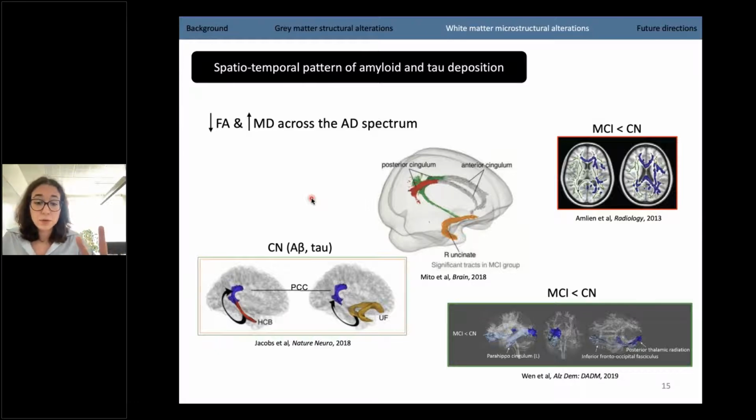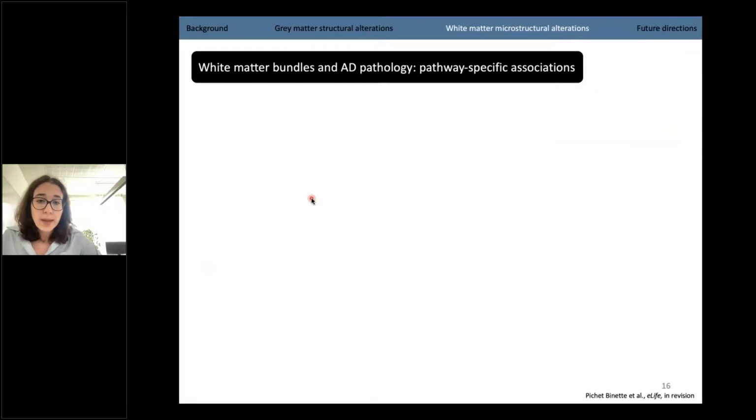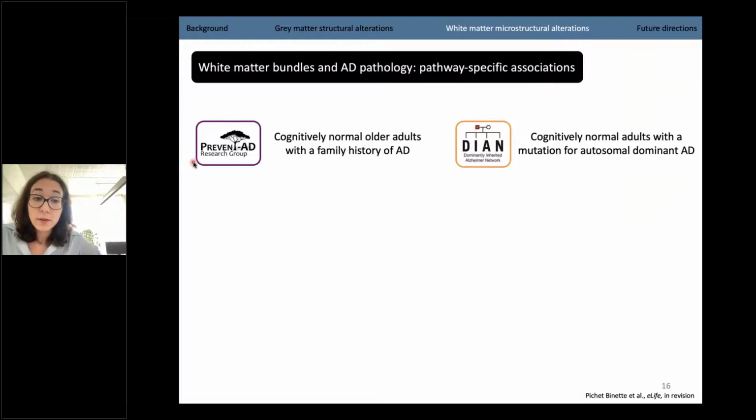To do that, we used two cohorts. So we had our PREVENT-AD cohort. This is a study that enrolled cognitively normal older adults who are at greater risk of sporadic AD because they all have a family history of the disease. And this is a study at McGill that has been going on for more than 10 years now.